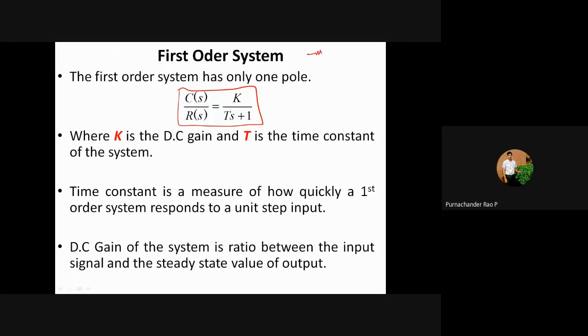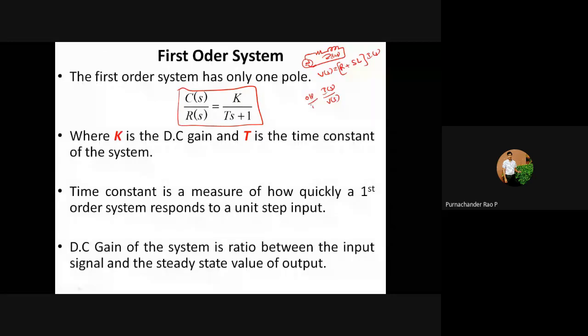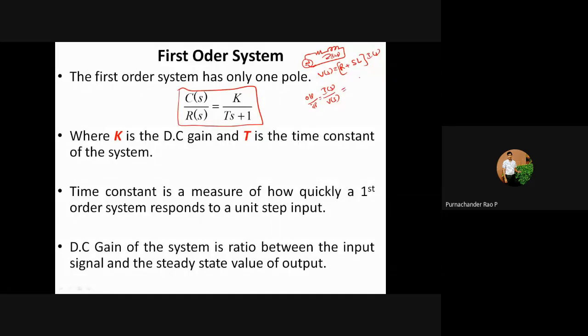Here, how to find this? I will take a simple RL circuit, which is excited with a DC supply. V of s is equal to the current flowing through this, I of s, times R plus sL. The transfer function is the Laplace transform of the output by the Laplace transform of the input, which is I of s by V of s, equal to 1 by R plus sL.